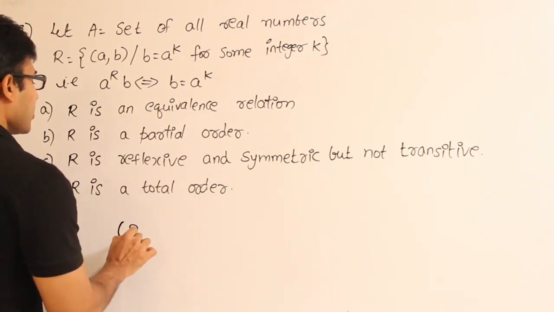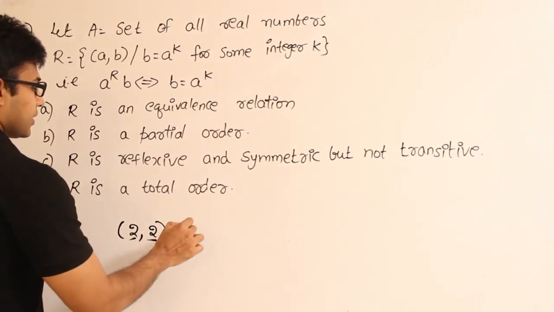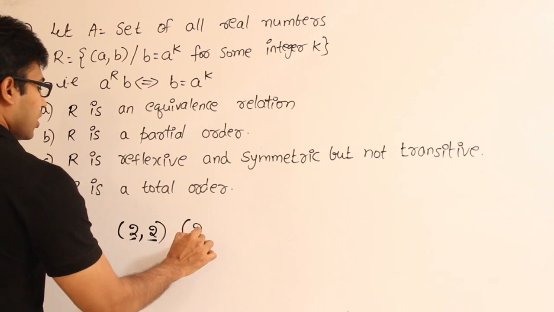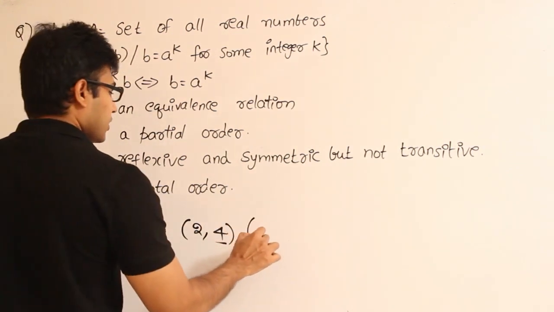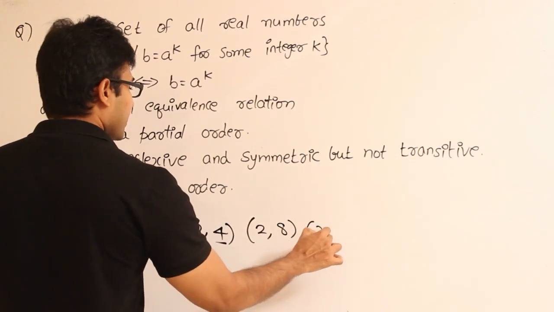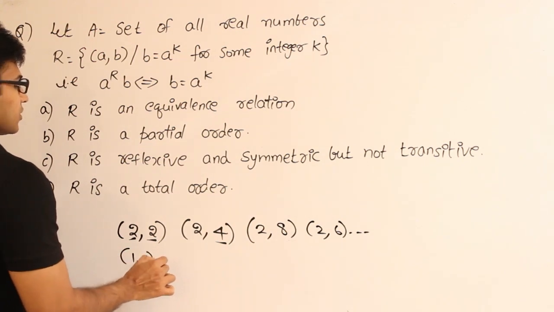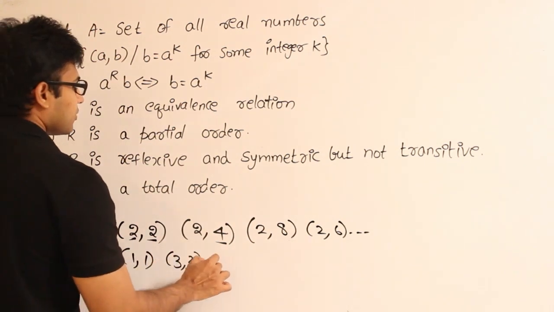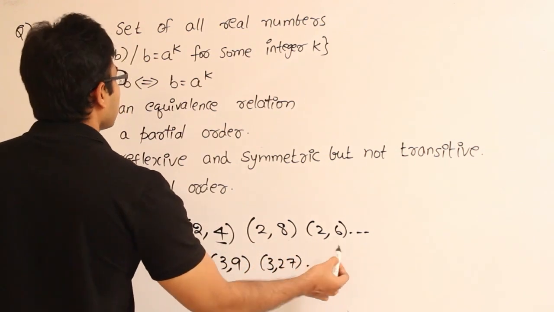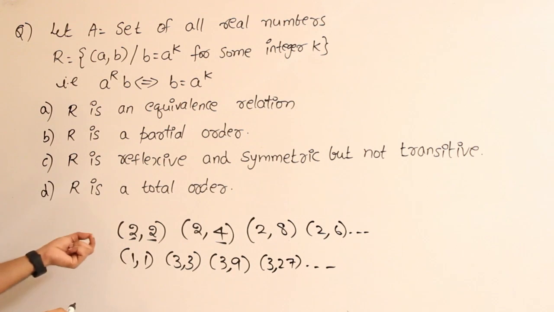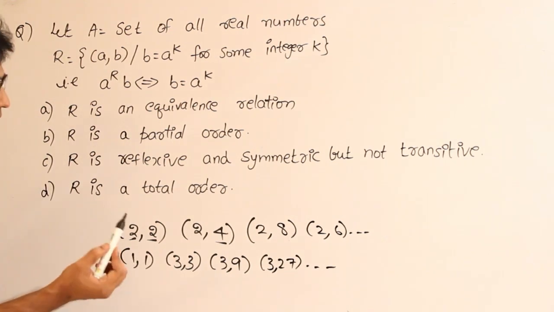See this? Now you can include 2 comma 2 because 2 can be written as 2 power 1. Then you can include 2 comma 4 because 4 can be written as 2 power 2. You can include 2 comma 8, 2 comma 16, and so on. Similarly you can include 1 comma 1 or 3 comma 3, 3 comma 9, 3 comma 27, like this. But this is for all real numbers. I have taken only a few numbers, so it is definitely an infinite relation. The number of elements in this relation is going to be infinite.